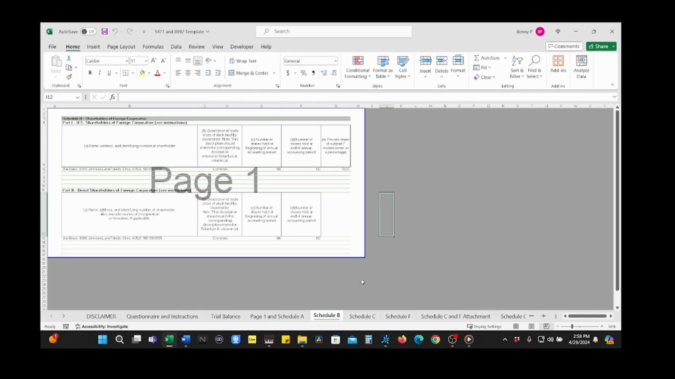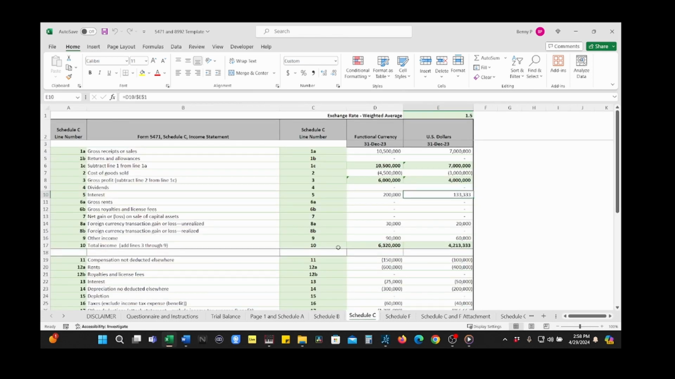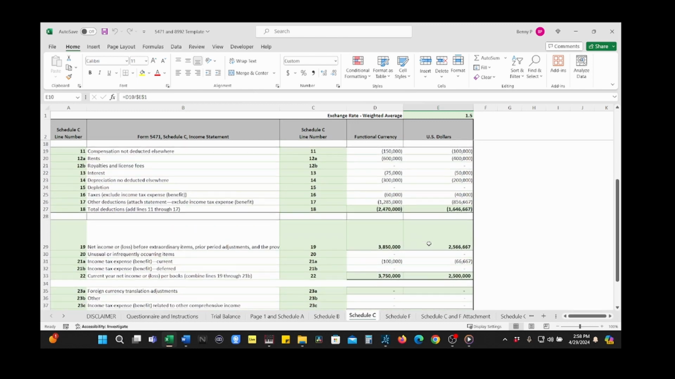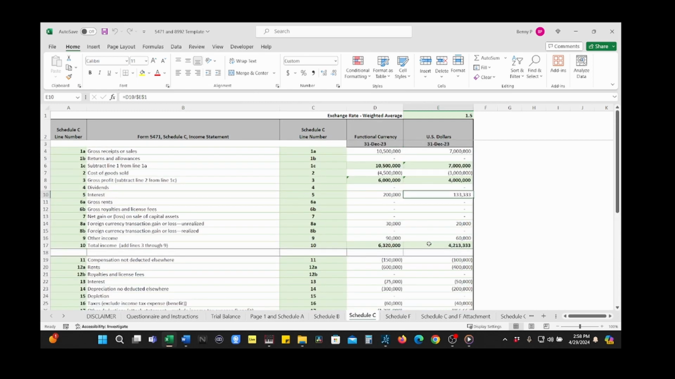Next, we'll talk about Schedule C. The good thing about this template is that if you correctly fill out the trial balance and map your accounts to the correct description, the Schedule C and the Schedule F, which we'll talk about next, will be automatically populated.